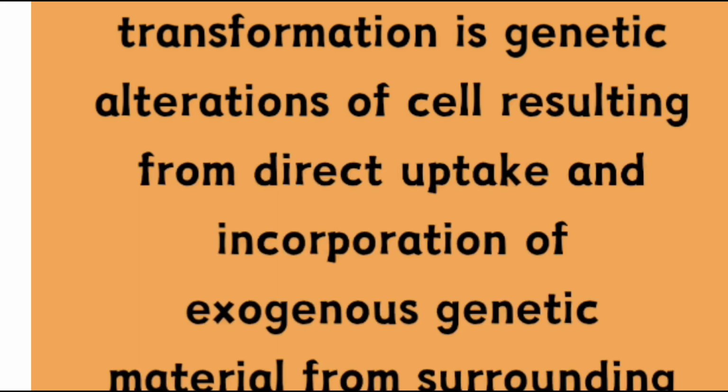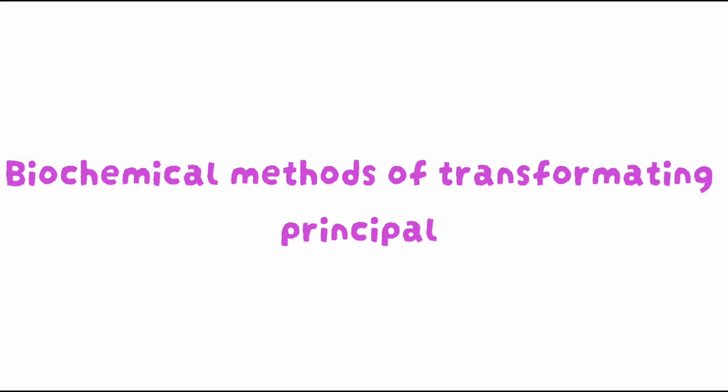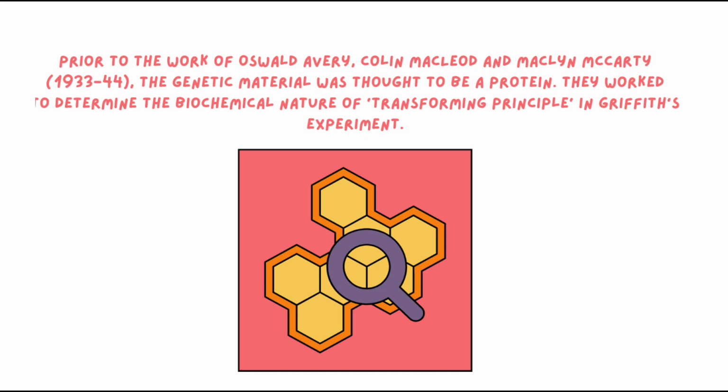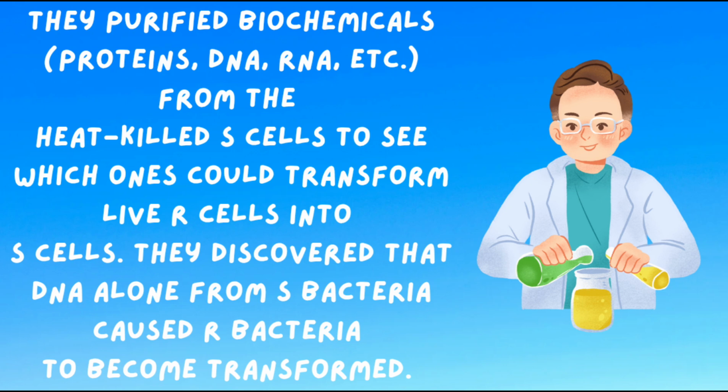So the biochemical characteristics of the transforming principle were determined by the work of Avery, MacLeod and McCarty from 1933 to 1944. Prior to this, the genetic material was thought to be the protein portion. In their work to determine the biochemical nature of the transforming principle in Griffith's experiment, they purified the biochemicals protein, DNA and RNA, etc. from heat-killed S cells to see which one could transform the live R cells into S cells, and they discovered that the DNA alone from the S bacteria caused R bacteria to become transformed.